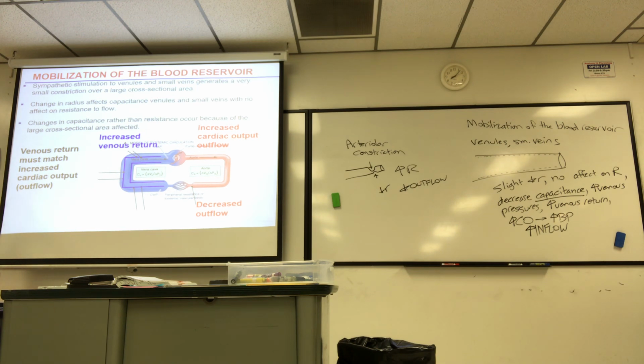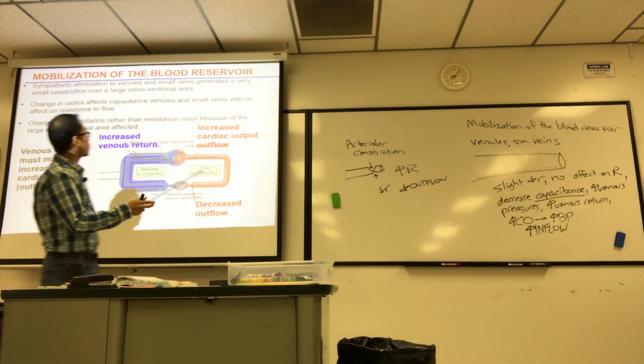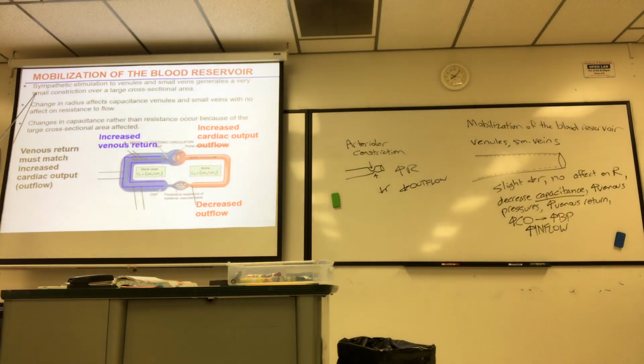Well, let me read what I have on my slide. So you took notes on this, but then read the slide too. I wrote this as well. It's a sympathetic stimulation of venules and veins. They generate a small constriction over a large area, right? Over the entire length of most of the venules. So the change in radius affects capacitance in venules and small veins with no effect on resistance to flow.